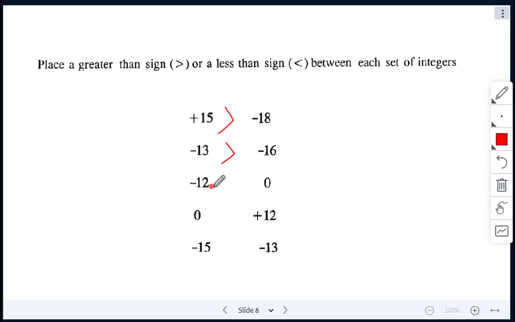Okay, negative 12 or 0, the 0 is greater. The 0 or a positive 12, the positive 12 is greater. And then negative 15 or negative 13. Yes, the negative 13 is larger. Think of it on a number line. Which one is closer to the 0 would be larger.